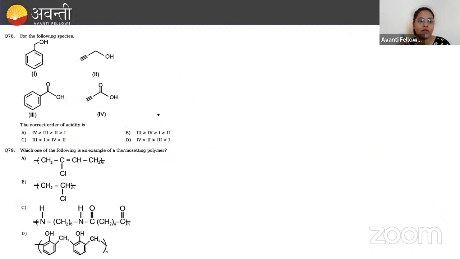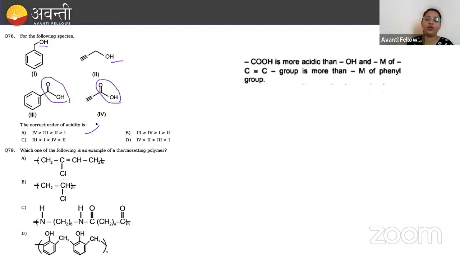Next, for the following species, there are 4 species given. OH is present, OH is present. Here COOH is present, and here again COOH is present. What is the correct order of acidity here? When we talk about acidity order, you know that COOH is more acidic than OH. So compounds 3 and 4 with COOH will be more acidic in nature as compared to the OH group.